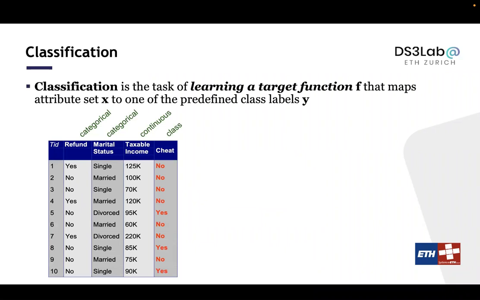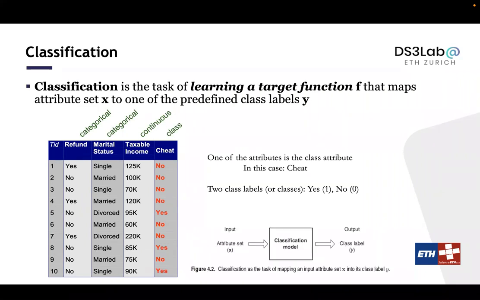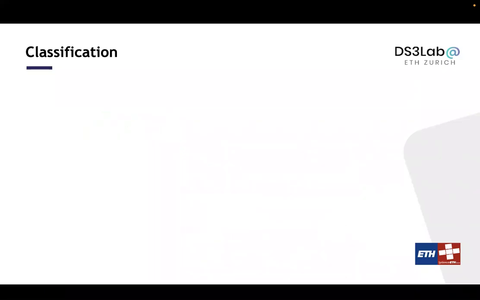Classification is the task of learning a target function that maps a set of attributes X to one of the predefined class labels Y. In this case, you're trying to learn a function that maps refund, marital status, and taxable income into a predefined class label called cheat. That's fundamentally what a classification model tries to do.